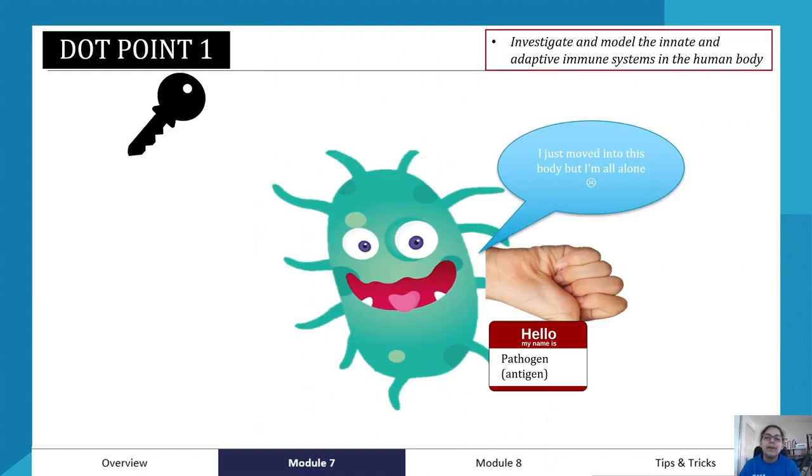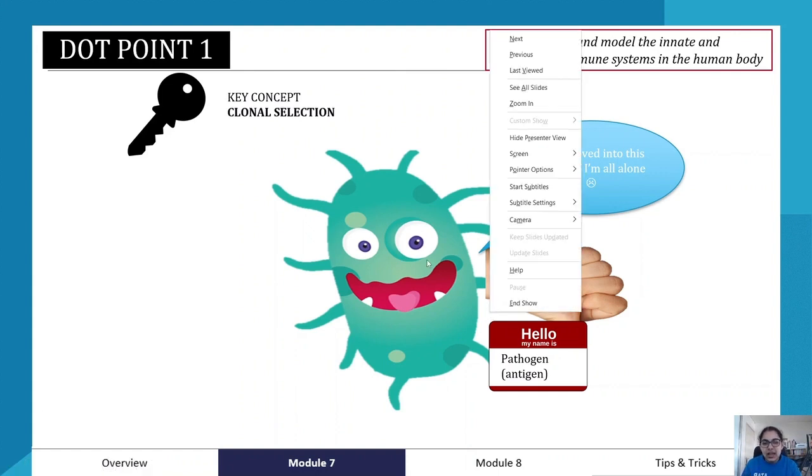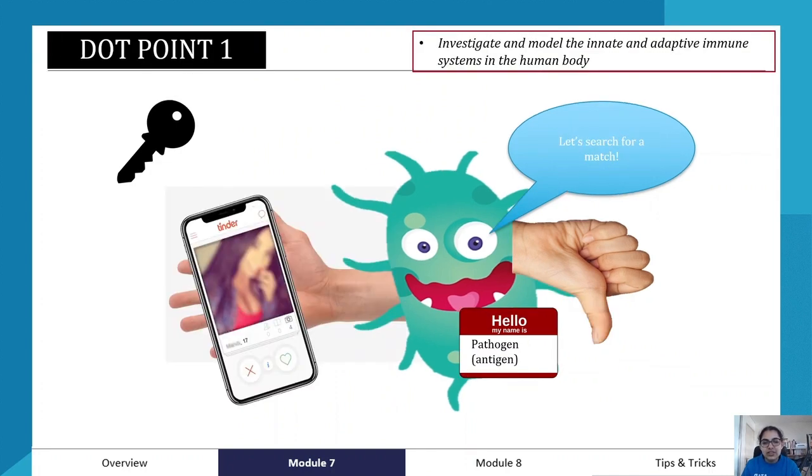So how does it happen? I'm gonna explain the whole concept via an analogy. So think of it this way. I just moved into this body, but I'm all alone. We've got a pathogen here, right? The pathogen, and it has an antigen on it. That's the first thing we need to remember. Now, this is where we go through a concept called clonal selection. And clonal selection is essentially when we need to have a match between the antibody and the antigen.